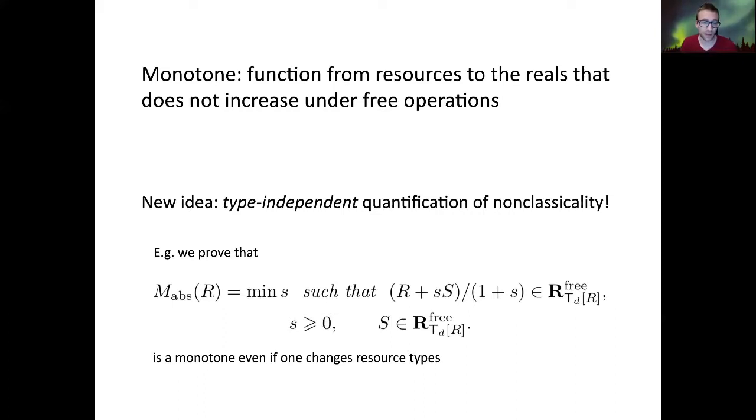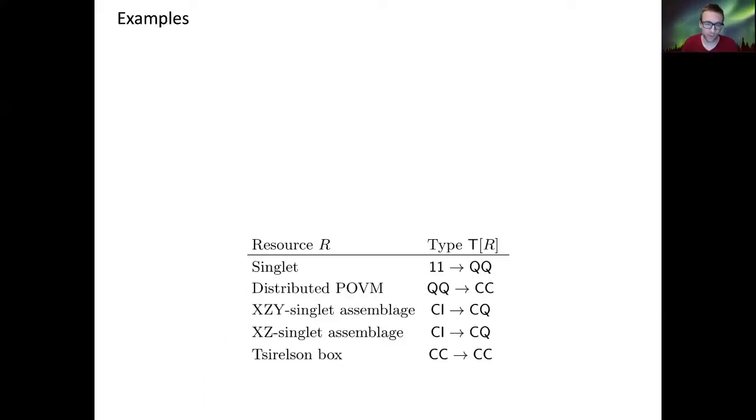So we have these type-independent monotones. I won't focus on the details of them. You can see our paper, but let's look at some examples. Here are 5 resources of 4 different types. So the first resource is the singlet state.